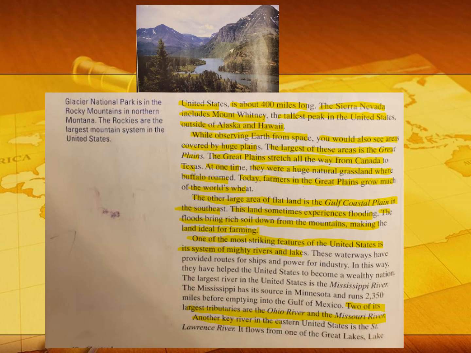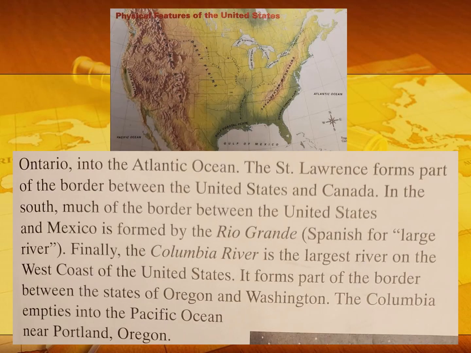Another key river in the eastern United States is the St. Lawrence River. It flows from one of the Great Lakes, Lake Ontario, into the Atlantic Ocean. The St. Lawrence forms part of the border between the United States and Canada. In the south, much of the border between the United States and Mexico is formed by the Rio Grande, Spanish for large river. Finally, the Columbia River is the largest river on the west coast of the United States.